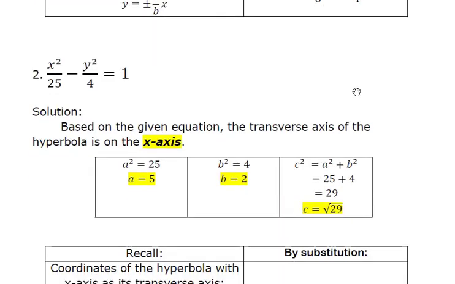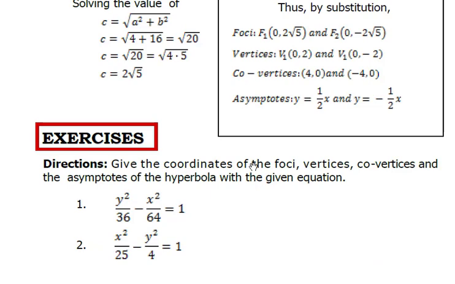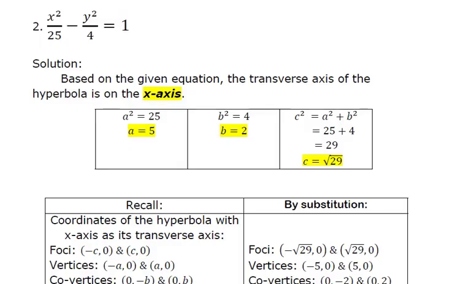Moving on with another exercise, number 2. Still, we have to get the coordinates of the foci, vertices and co-vertices, and of course the asymptote equations. We have the hyperbola with the given equation x squared over 25 minus y squared over 4 equals 1. As you can see, the transverse axis is the x-axis.